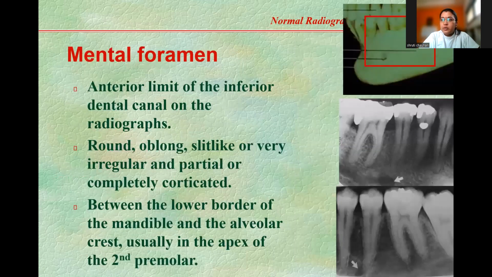Now we come to a very major landmark over here. It is the mental foramen. Why this is so important is, you all know what is a radicular cyst, the periapical cyst? It is a cyst due to decay of the teeth, the pulp is necrosed, and the infection is out, right?